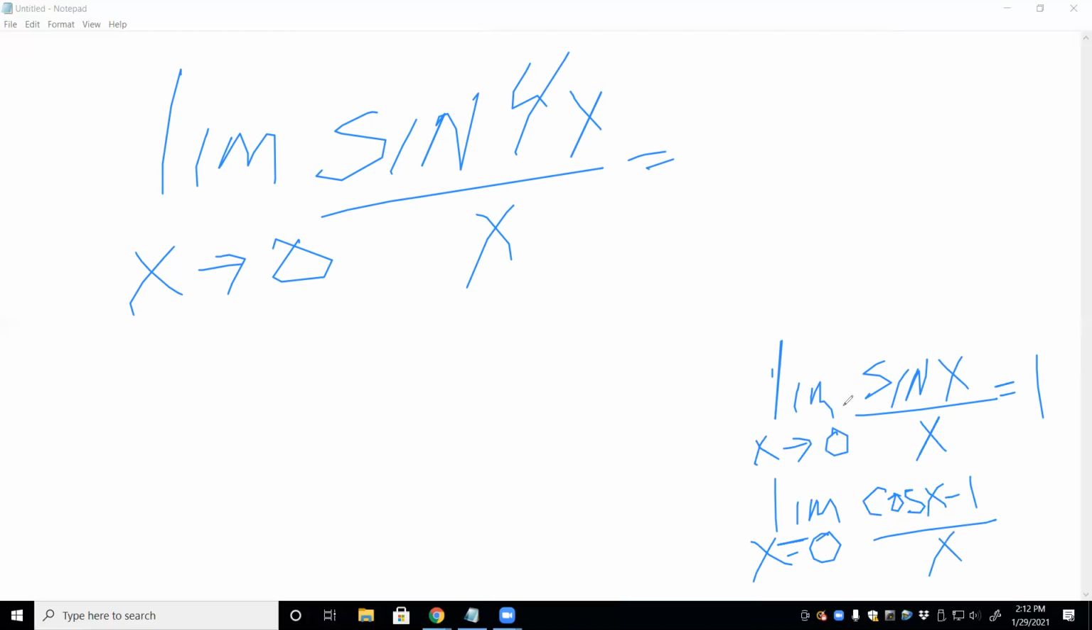Notice that in both cases, if you substitute 0 for x, you get 0 over 0. Cosine of 0 is 1. So you get 0 over 0. This limit is actually 0, not 1.